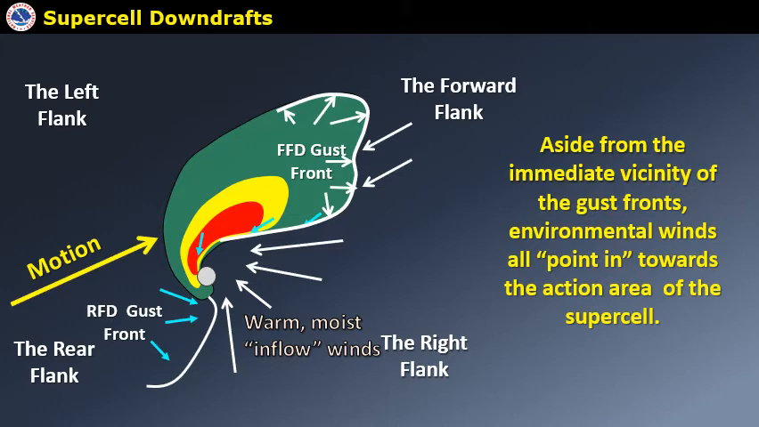Both the RFD and FFD gust fronts can be important to the sustenance of the supercell. If the temperature associated with the RFD and FFD are sufficiently lower, cooler and more stable air can cut off the warm, moist inflow winds into the mesocyclone, resulting in the storm's demise. Conversely, if the air from the RFD and/or FFD are sufficiently warm, then a balance can be achieved that would promote both the maintenance of the supercell and potentially promote tornadogenesis.